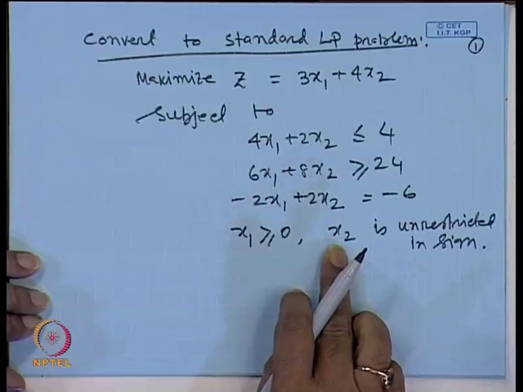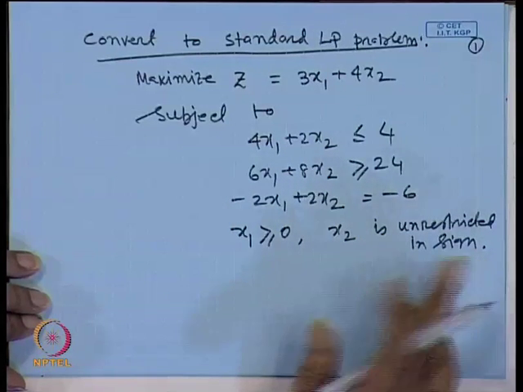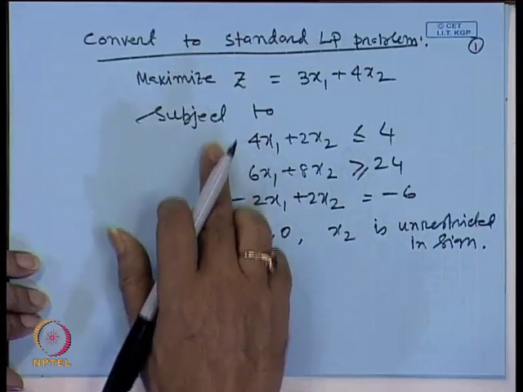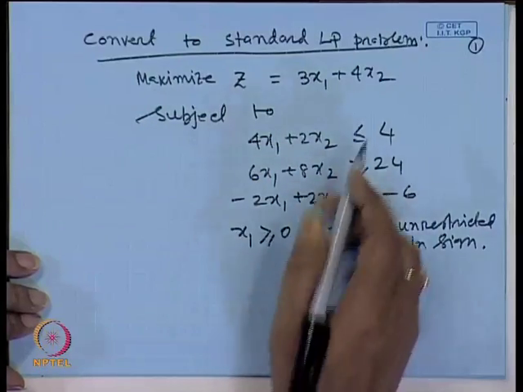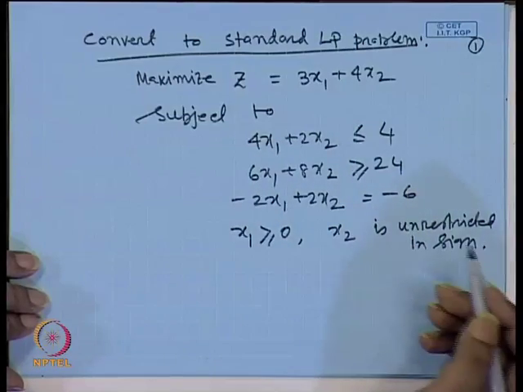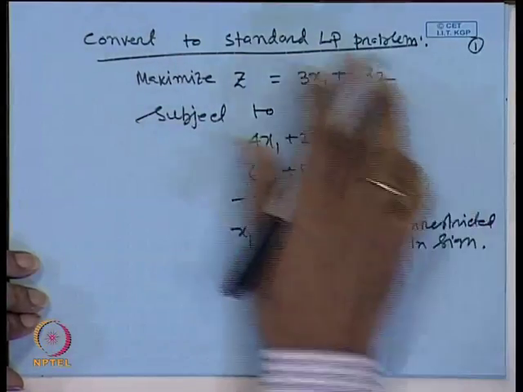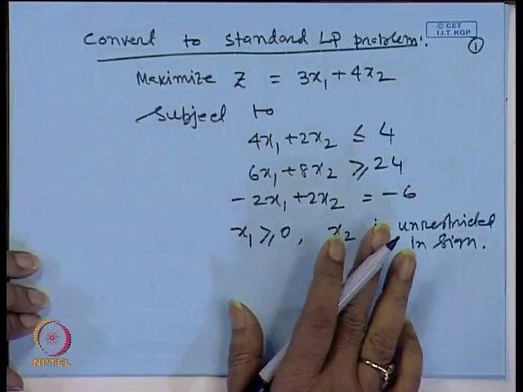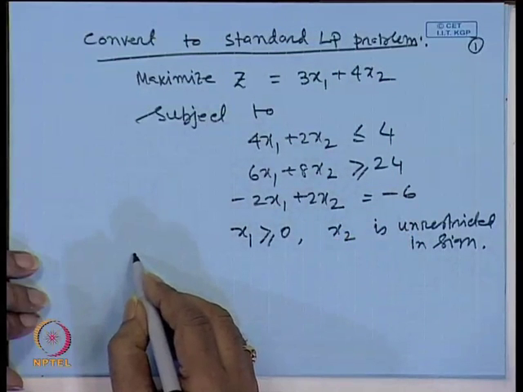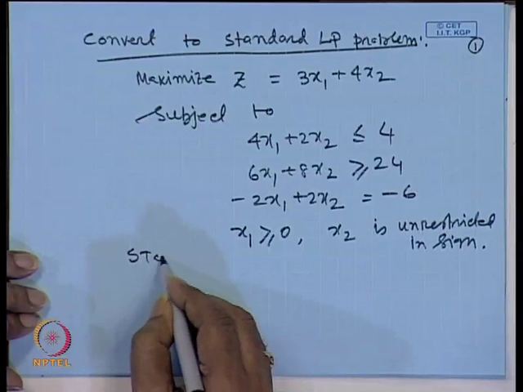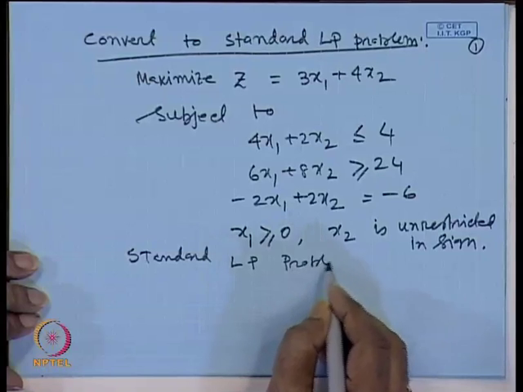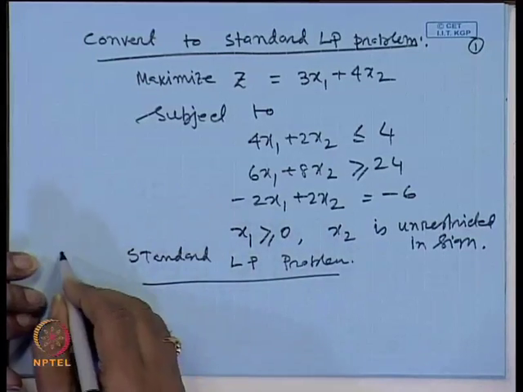That means the x2 value can be positive, negative or 0, whereas x1 is greater than or equal to 0. So we have different types of constraints, less than or equal to type and greater than or equal to type. If you want to solve this problem by the simplex method, an iterative method, you first have to convert it into a standard LP problem. Let us see how to convert it into a standard LP problem.